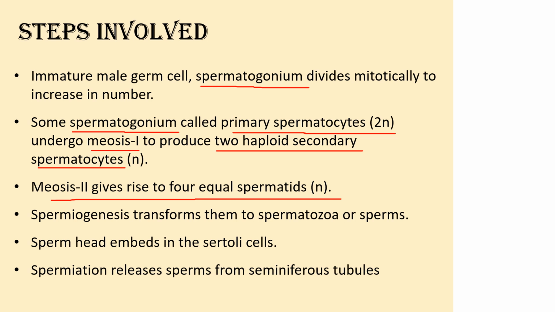Now, spermiogenesis transforms them to spermatozoa or sperms. There is cell differentiation taking place at this step. Sperm head embeds into Sertoli cells in order to derive nutrition, and spermiation is then release of sperms from the seminiferous tubules through a series of accessory ducts.